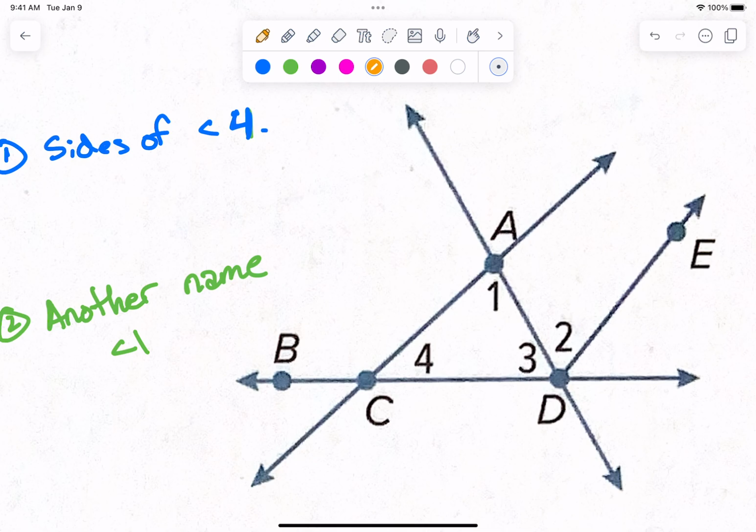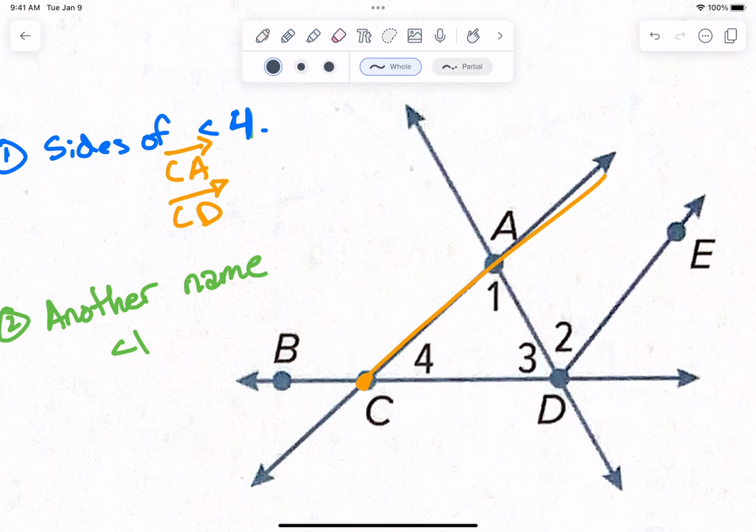How many sides are there for angle 4? 2. C is the vertex, so it goes C to A. That's one side, right? And C to D, that's the other side. Those are the sides of my angle 4. Got it? Perfect. CA and CD.